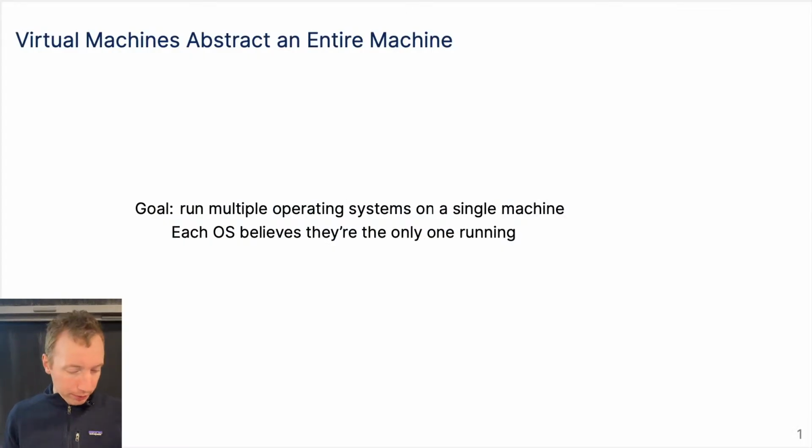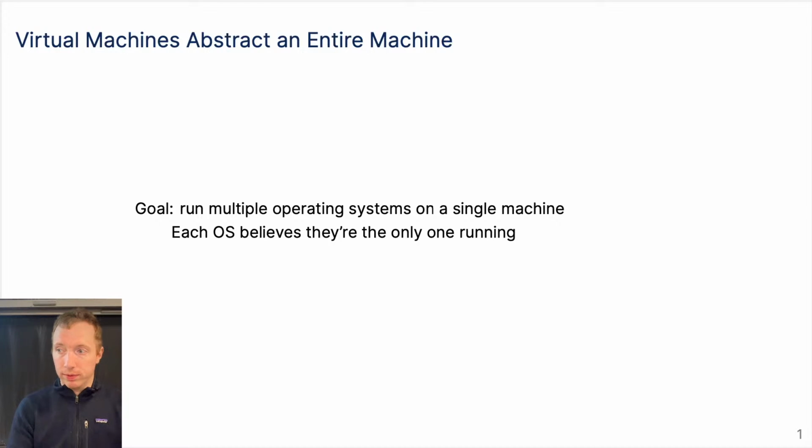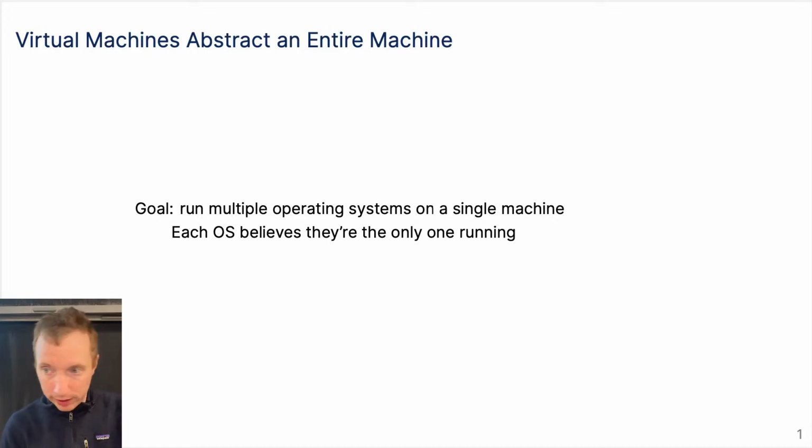So what virtual machines do is abstract the entire machine. Like a process abstracts a CPU, a virtual machine abstracts the whole machine, and our goal here is to run multiple operating systems on a single machine. And the abstraction, because they're all virtual machines, is that they should think they have access to the entire machine, even though there might be multiple operating systems all sharing that same machine. But from the point of view of any single operating system, they believe they're the only ones running.